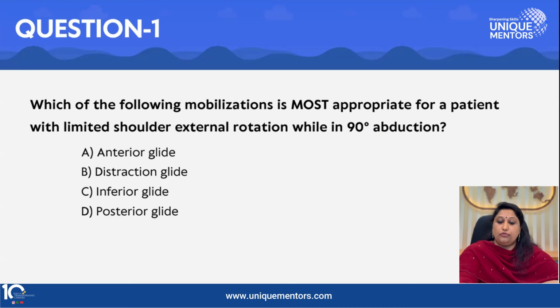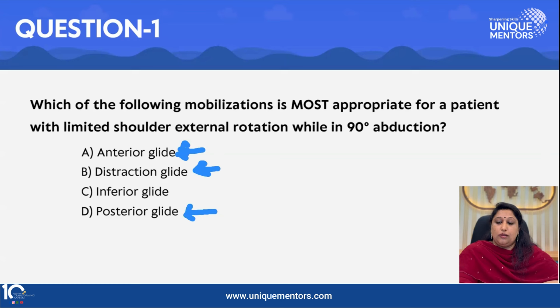Now, the options here, the first option is anterior glide. Anterior glide, of course, will improve the shoulder external rotation. But the problem is it will improve the shoulder external rotation only in the open pack position. Okay. Now, distraction glide is another option which improves the external rotation definitely. But that also will improve the external rotation only in the open pack position of the shoulder joint.